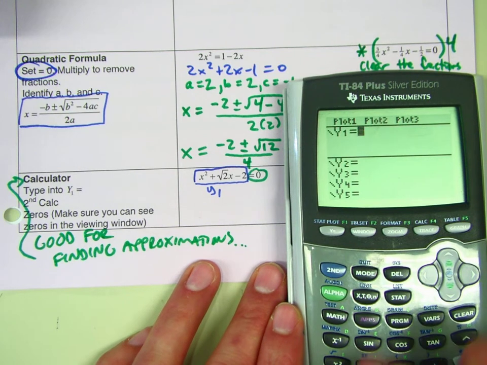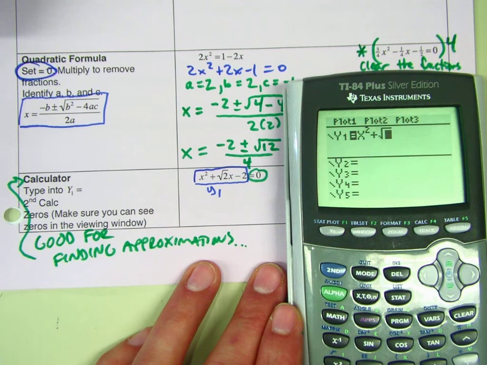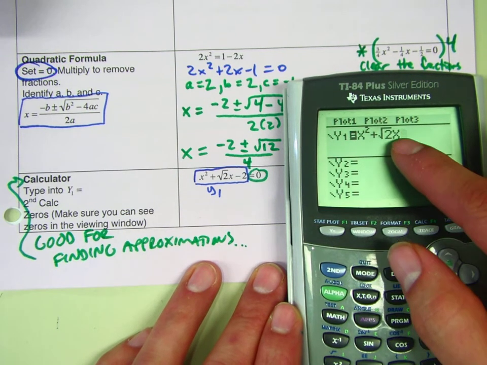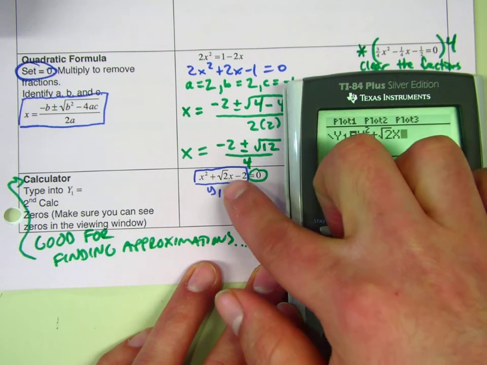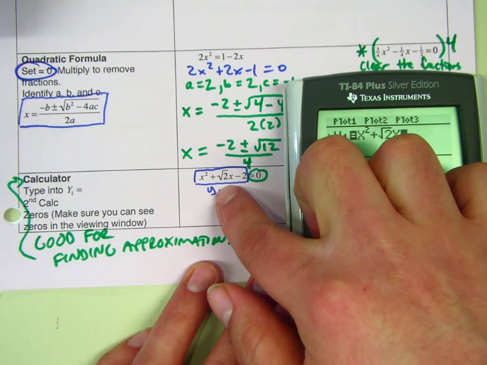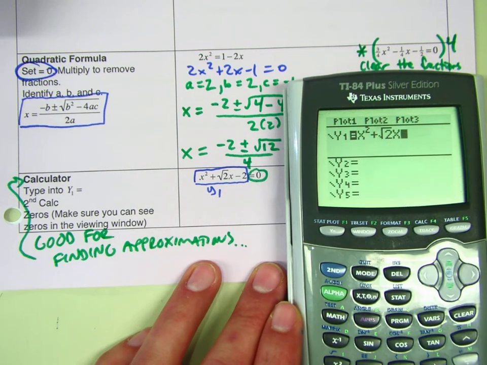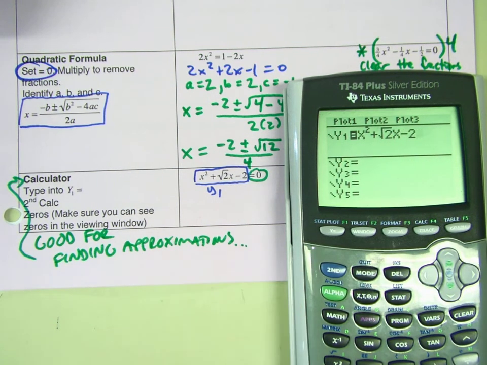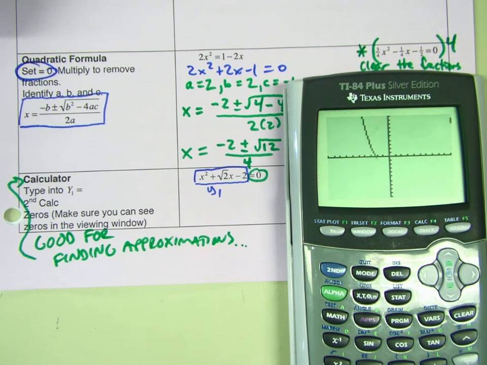And type in x squared plus the square root of 2 times x. Make sure that the x is outside of the square root. See how it's not on the inside there? So make sure that you arrow over so that it's not in the radical here. Minus 2. And now we hit graph. And there's our parabola. Okay?